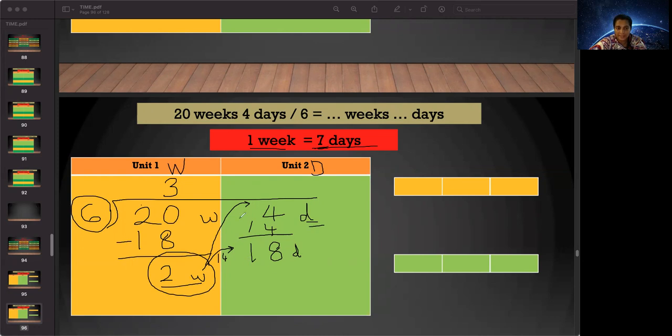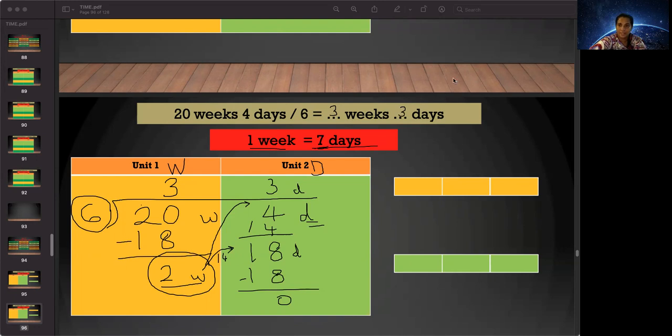So 18 now divide by 6, and that's kind of a beautiful number, which is 3. And you would have no more remaining days. If you had 18 days and you had to divide it into 6, you would have 3 days. All right. So your answer is 3 weeks and 3 days.